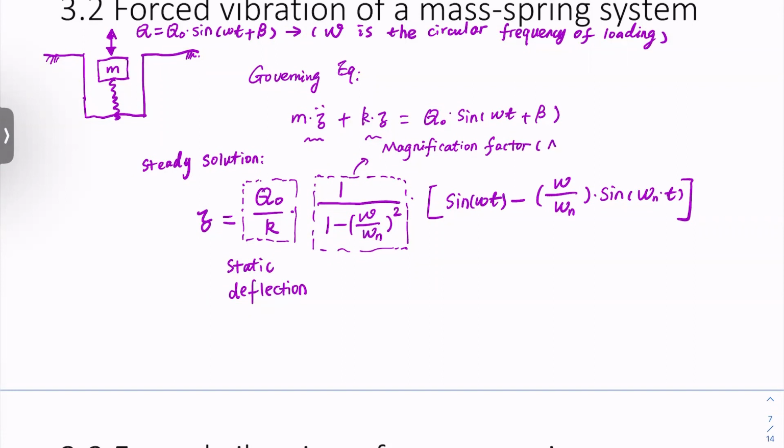Some textbooks call this MF. And sometimes people call this the dynamic amplification factor, or AF. It just depends on what textbook you use. And this one over here, you can't combine those things into one because they have different circular frequencies, right? So they have different circular frequencies.